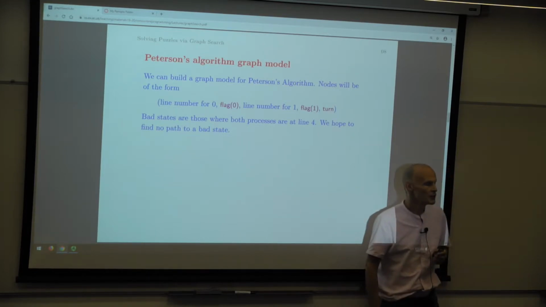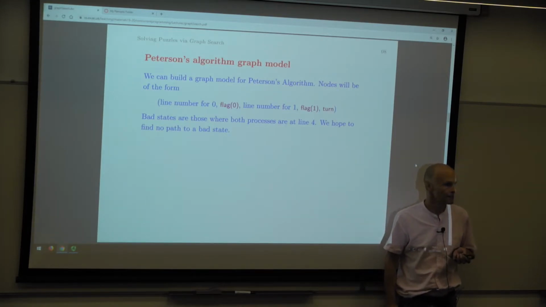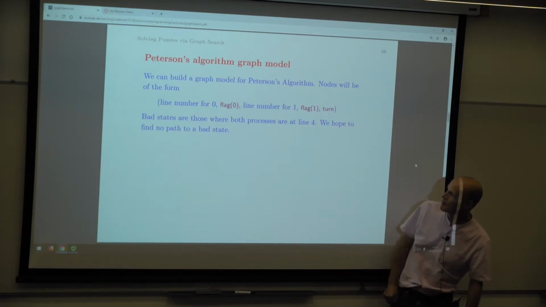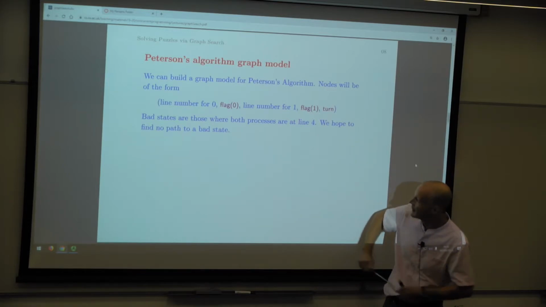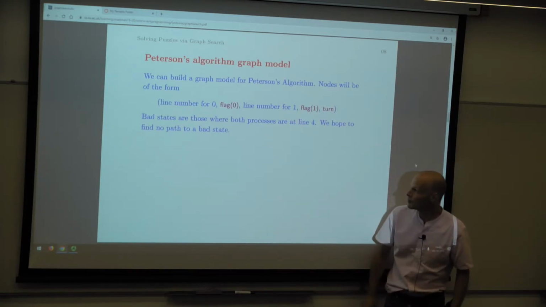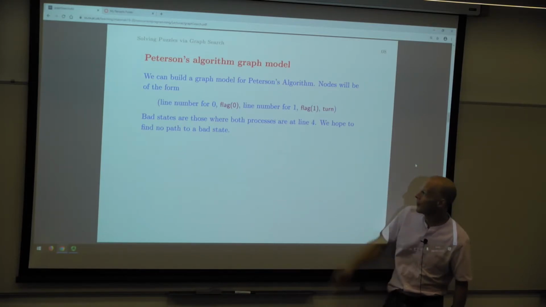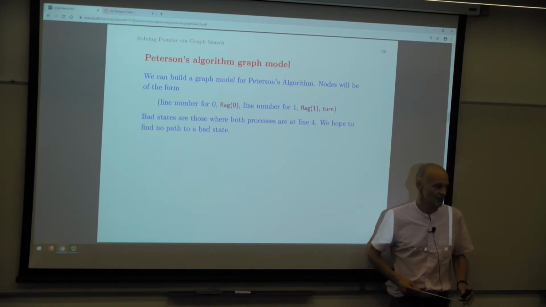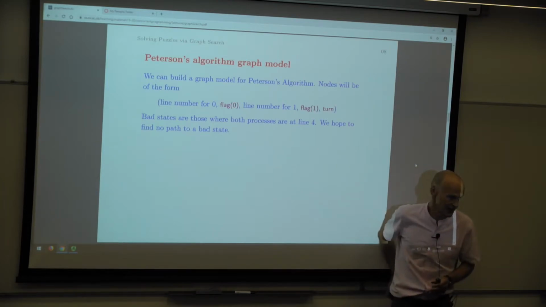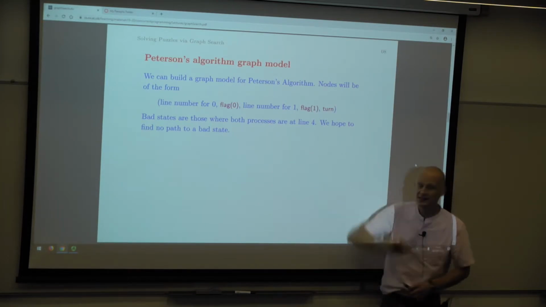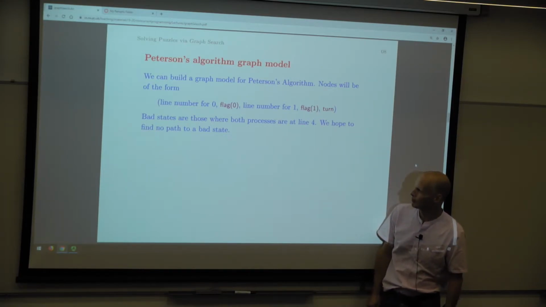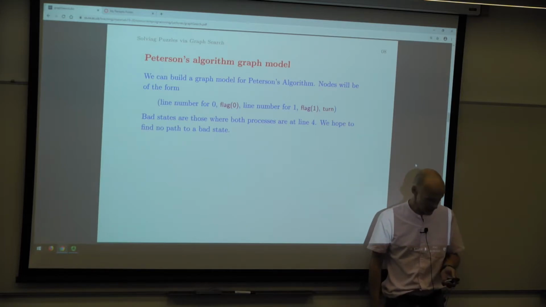So what we can do is build a graph model for Peterson's algorithm. Each node is going to be labelled with a 5-tuple, 5 bits of information: the line number for process 0, the value of flag 0, either true or false, the line number for process 1, the value of flag 1, and the value of the turn variable, either 0 or 1. So there's finitely many states. The bad states that we hope we can never get to are those states where both processes are at line 4. And we hope to find that there's no path leading to a bad state.